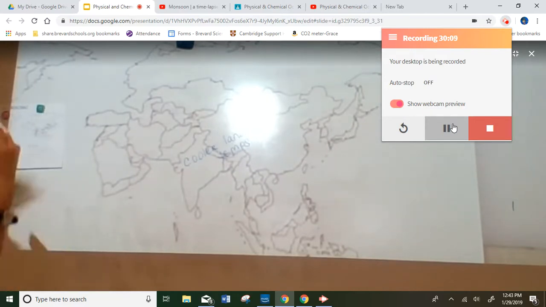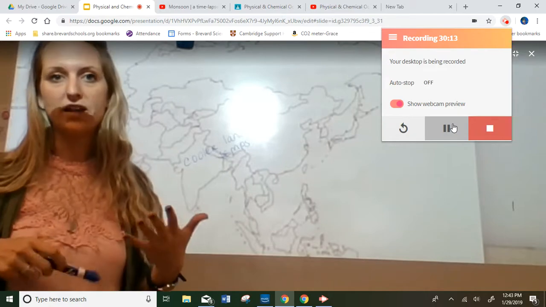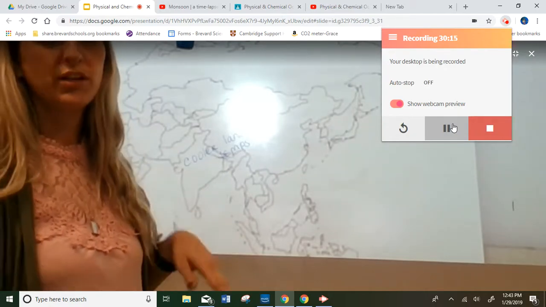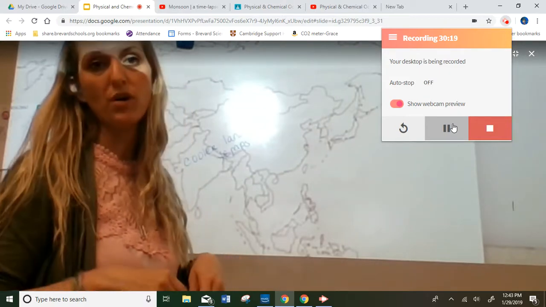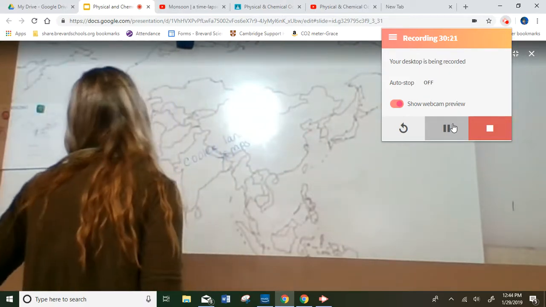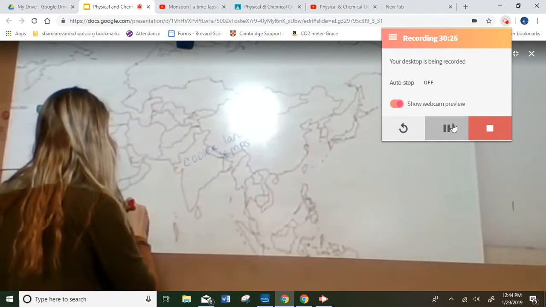And this is because, again, land has a low heat capacity. It does not hold its temperature very well. Water has a high heat capacity. It holds its temperature very well. So when it gets cold, the land's going to get cold. When it gets cold, the water is not going to get cold. The water can hold its temperature. So one more time, here we're going to have warmer waters.